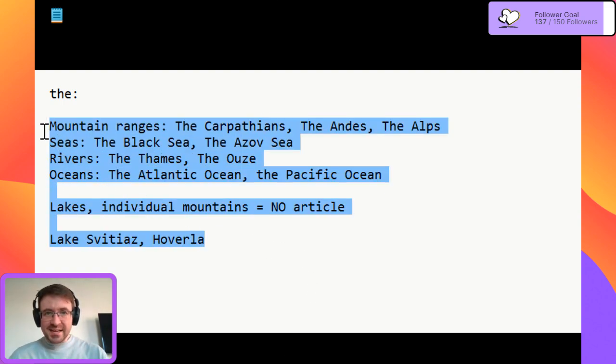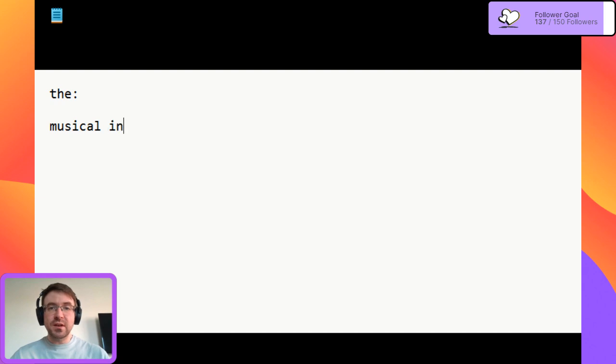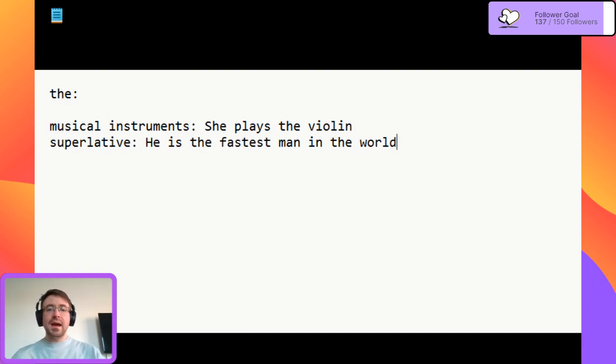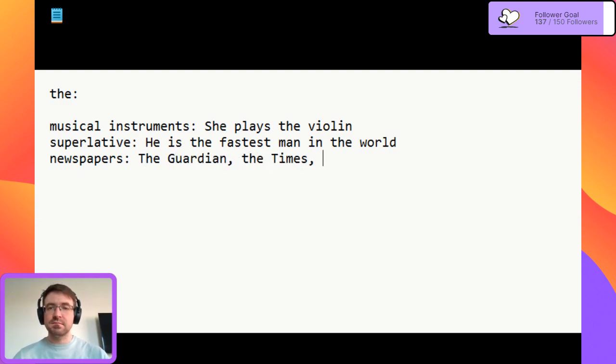A few other points to add. We also use the with musical instruments. So for example, she plays the violin. We use it with superlative adjectives. So he is the fastest man in the world. The fastest, superlatives. We also use it with newspapers. It is also very typical as well. So we say, for example, The Guardian, The Times, The Independent.